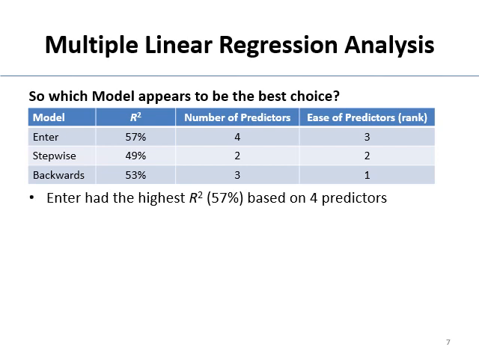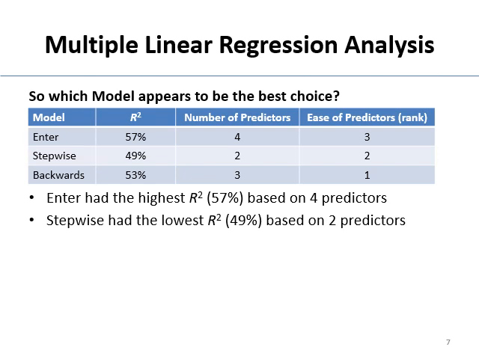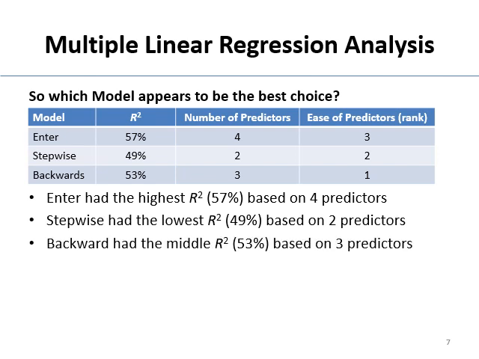So which model? Enter has the highest R squared for predictors. Stepwise had the lowest R squared based on 2 predictors. Still not awful. And backwards was like Goldilocks. It was sort of in there. Good R squared. Only 3 predictors, one of which is super easy to get. And I don't have to bother dealing with people complaining about taking the homophobia or lying on my scale.